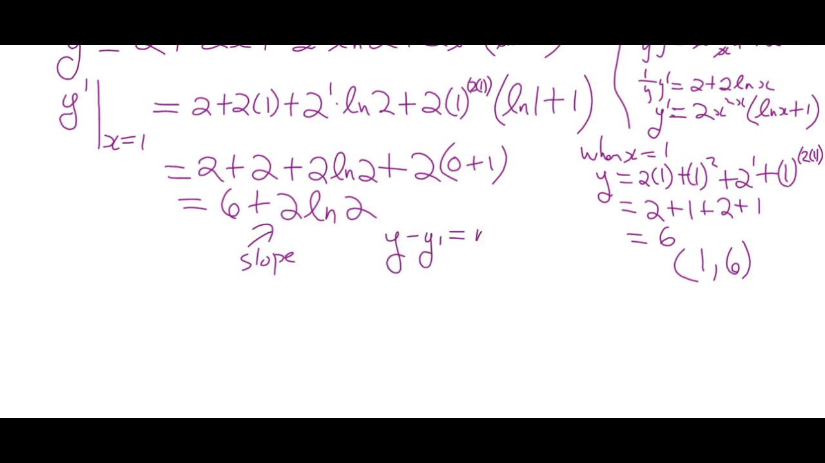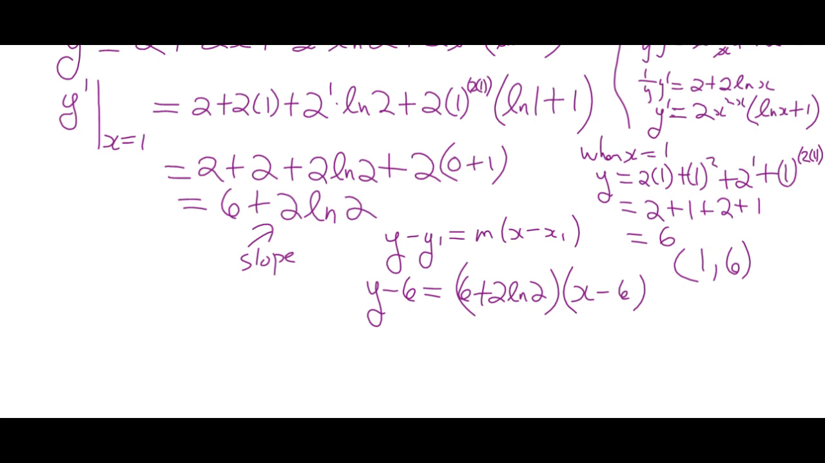So y minus y1 is m, x minus x1. Y minus 6 is 6 plus 2 ln 2. Put parentheses around that, right? Because that's a single, it's really just a number. You could work it out, but we're not going to. X minus 6. So y minus 6 is 6 plus 2 ln 2 times x minus 6 times 6 plus 2 ln 2.